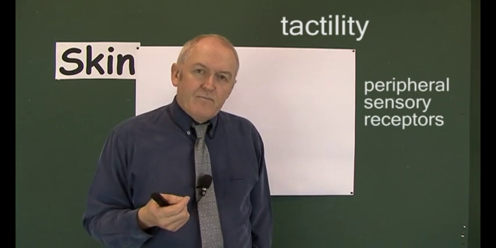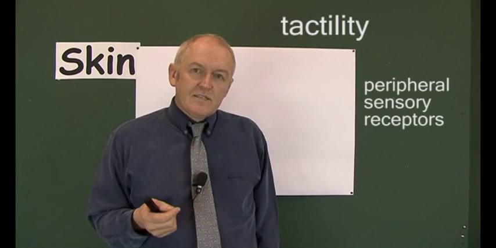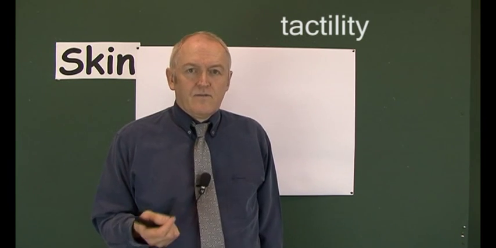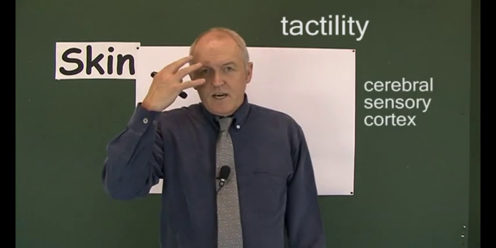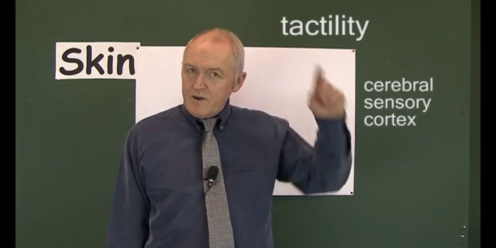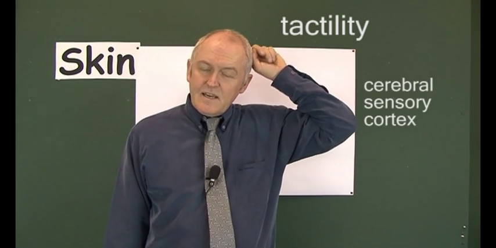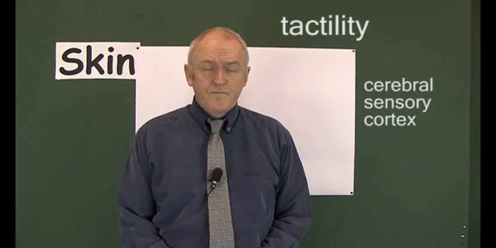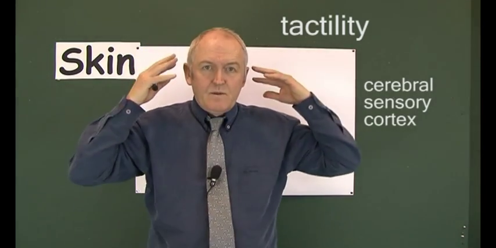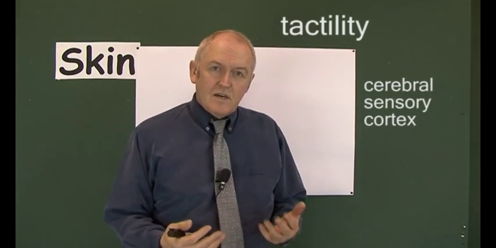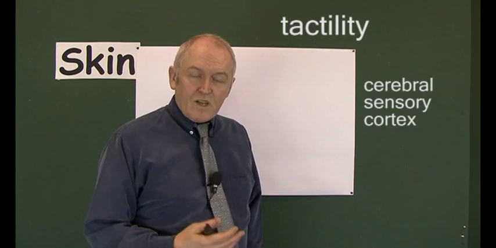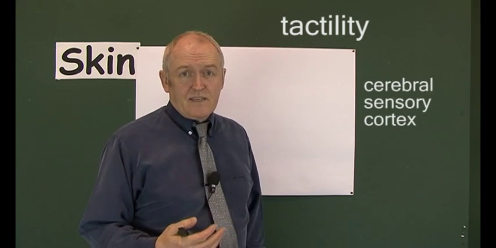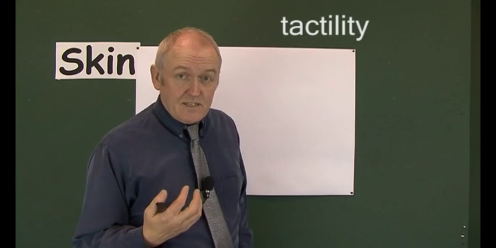And all that information will go to the sensory cortex of the brain. So if it's the right side of the body, that information will end up in the left sensory cortex, in the parietal lobe of the brain. If it's the left side of the body, that information will end up in the parietal cortex on the right side of the brain. So it's actually felt in the brain, but the nerve impulses are generated in the dermis. So let's look at how this works to help our understanding of the sense of tactility.